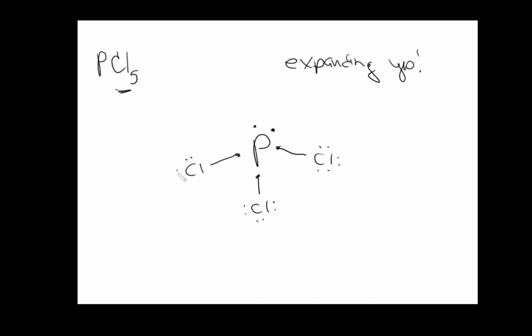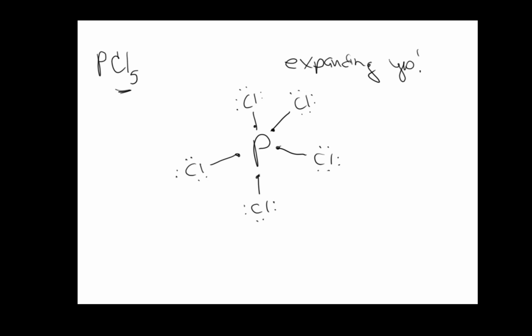So 1, 2, 3, 4, and instead of pairing it up, I'm going to put it like that. How many good bonding places do I have now? I have 5. How many things am I trying to put around it? 5. But remember, if I unpair it, that usually means I'm expanding. Can phosphorus expand? The answer is yes. And then I would put the chlorines here. Do I have any loners left? No, so I would go on to the next step.